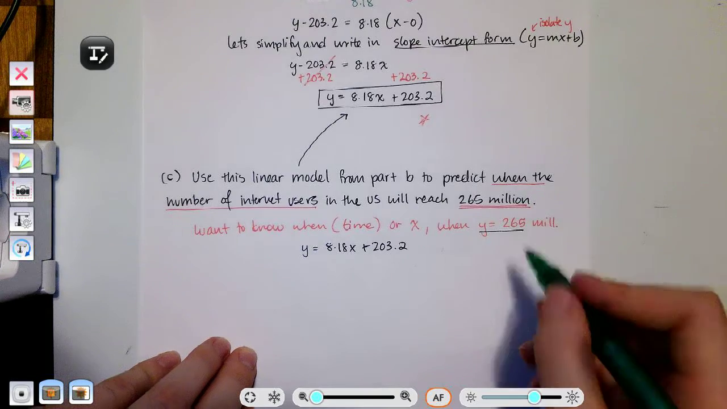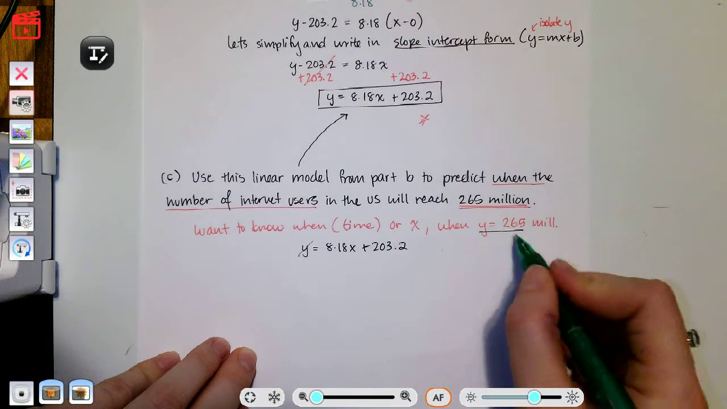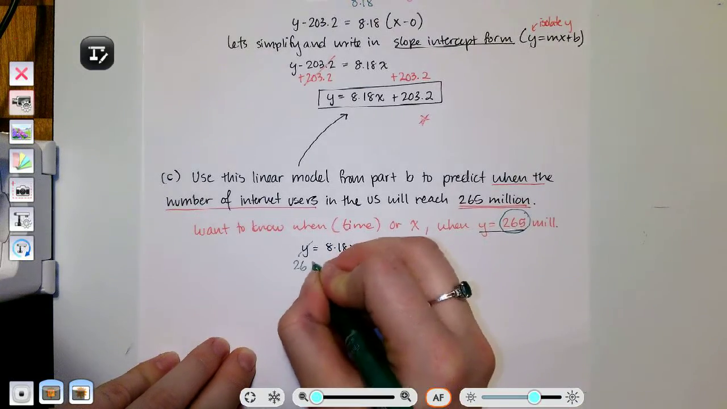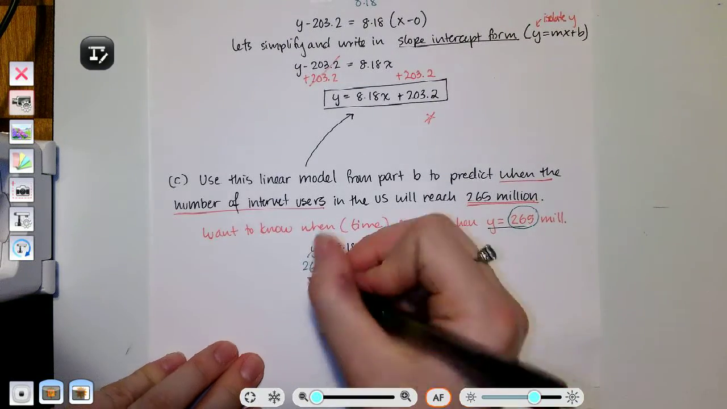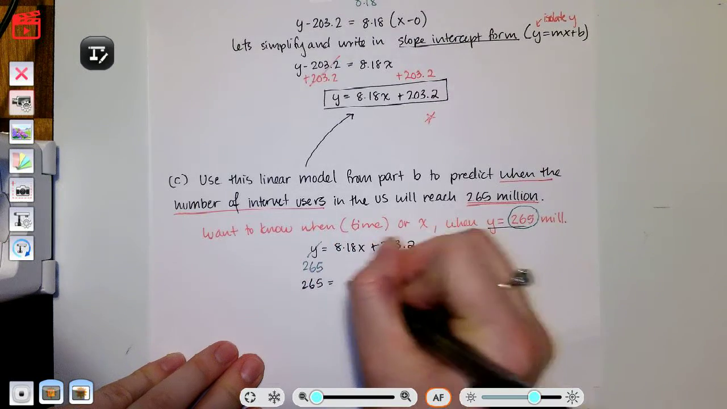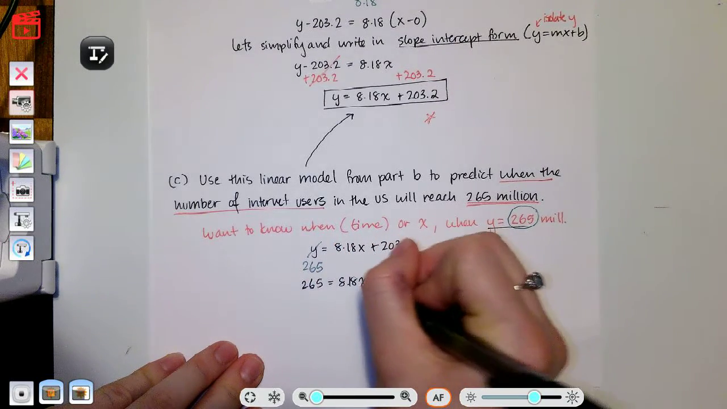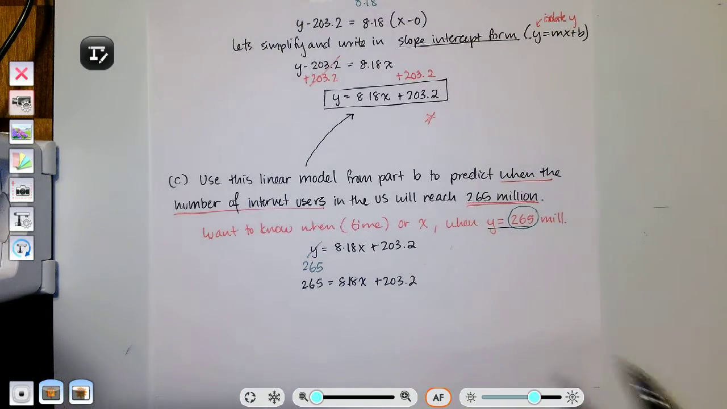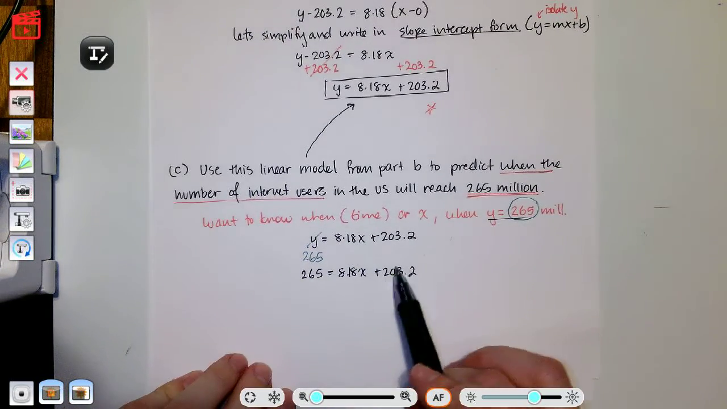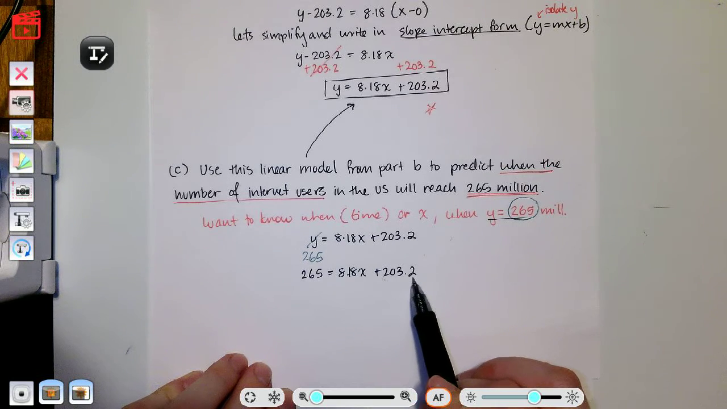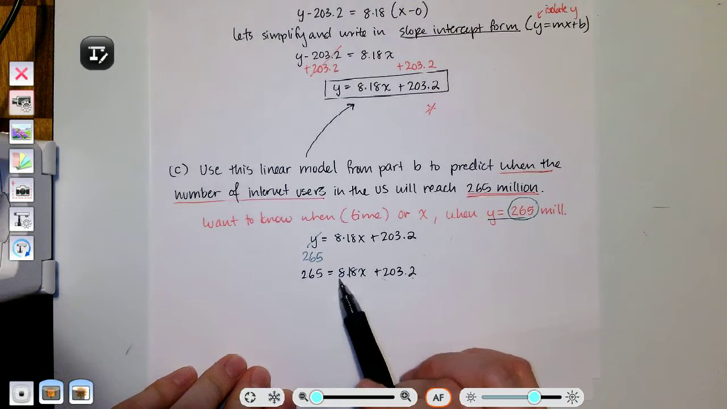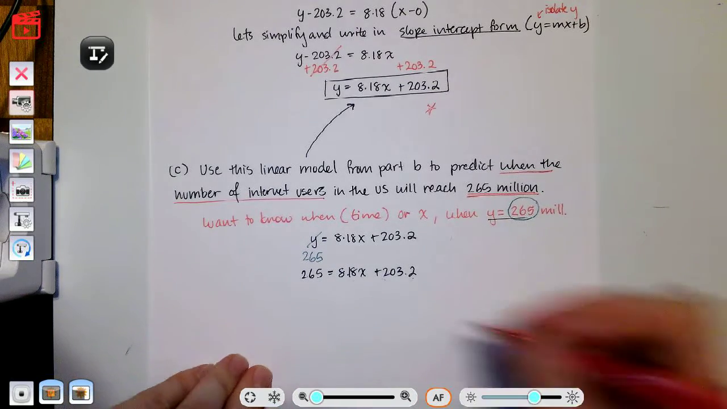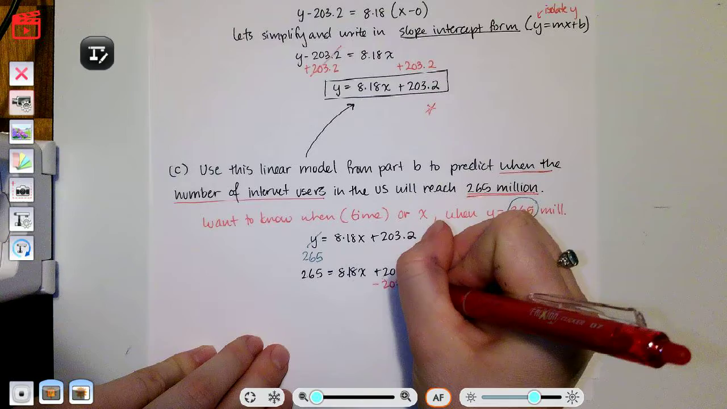All right. Okay, so we're taking out y and replacing it with 265. So 265. Plugging that in, let's go ahead and solve for x. Solving for x, we're going to try to isolate x. So the value is keeping x from being by itself. We have this adding 203.2, and then we have x being multiplied by the 8.18. Let's get rid of the subtraction first. So a minus 203 from both sides.